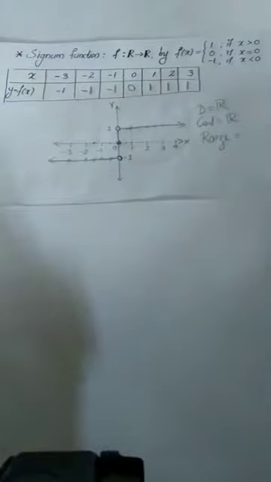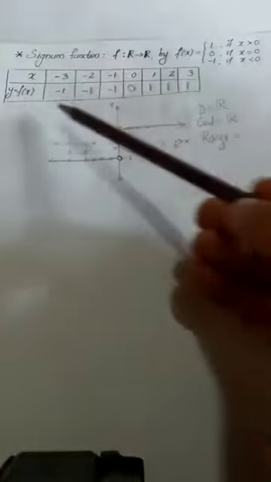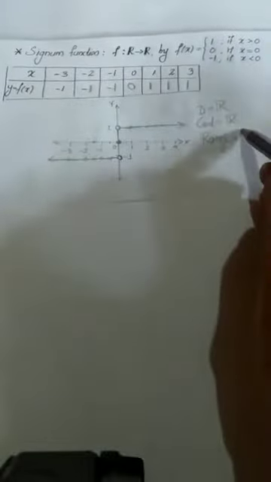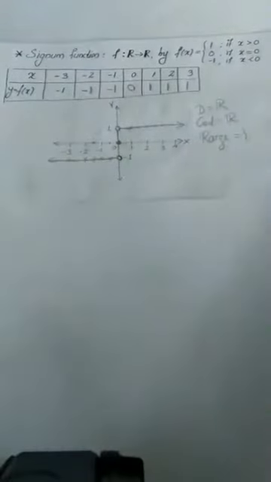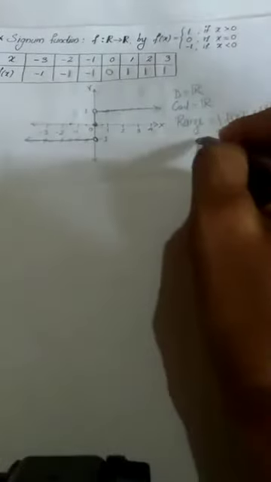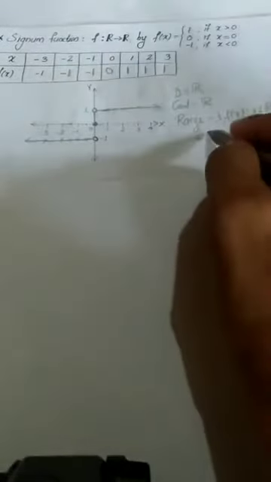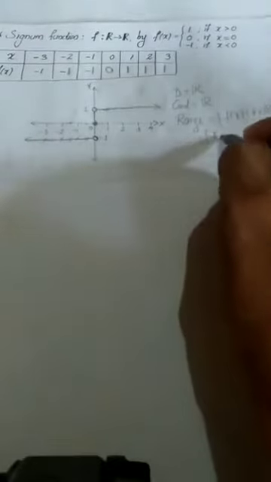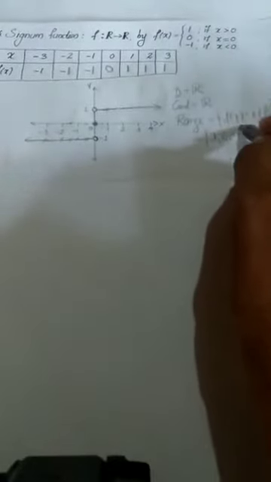What is range? Range means y values. Look here. Range is the set of all f of x such that x belongs to the domain. This is the definition of range. So here the values of f of x are 1, 0, minus 1. This is the range of this signum function.